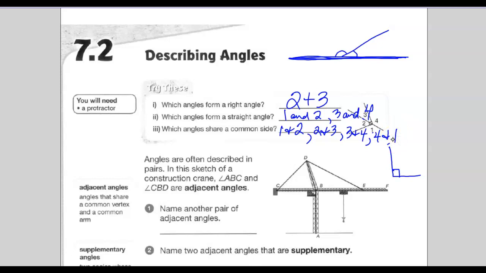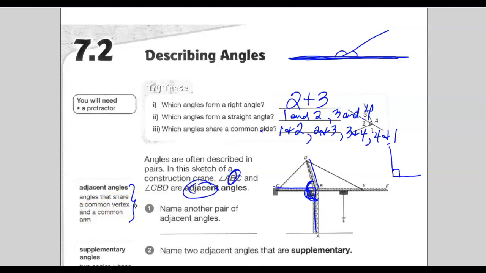Okay, angles are often described in pairs. In the sketch of a construction crane, angle A, B, C. Now, something to know is that the B, the middle letter, is the point, so where the angle is at. So we kind of trace along from A to B to C. So that's angle ABC, and then C to B to D, that's an angle. So those are called adjacent angles, okay, and that's where they share a common side. So angles that share, if you look on the left here, share a common vertex and a common arm.